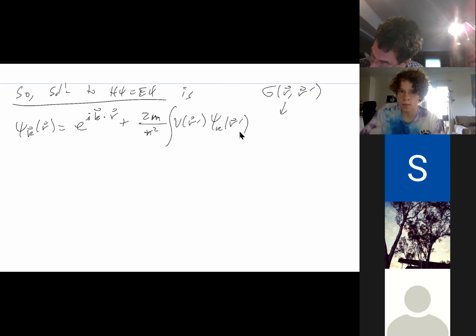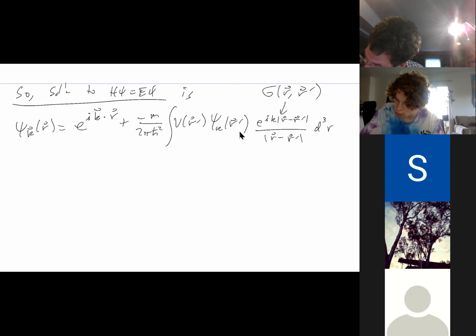This is going to be negative m over 2 pi h bar squared, V of r prime psi of r prime times this outgoing wave part, e to the I k (r minus r prime) over the magnitude of r minus r prime, integrated over r prime. Okay, so that is then the solution to the Schrodinger equation.